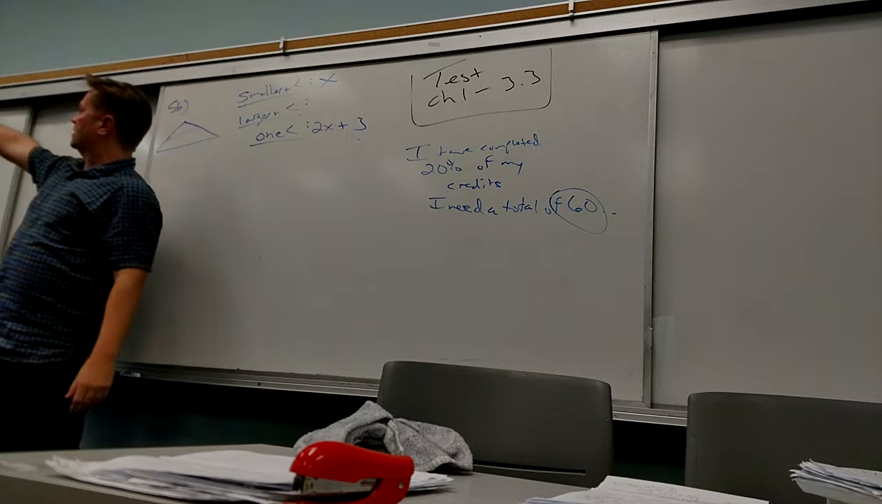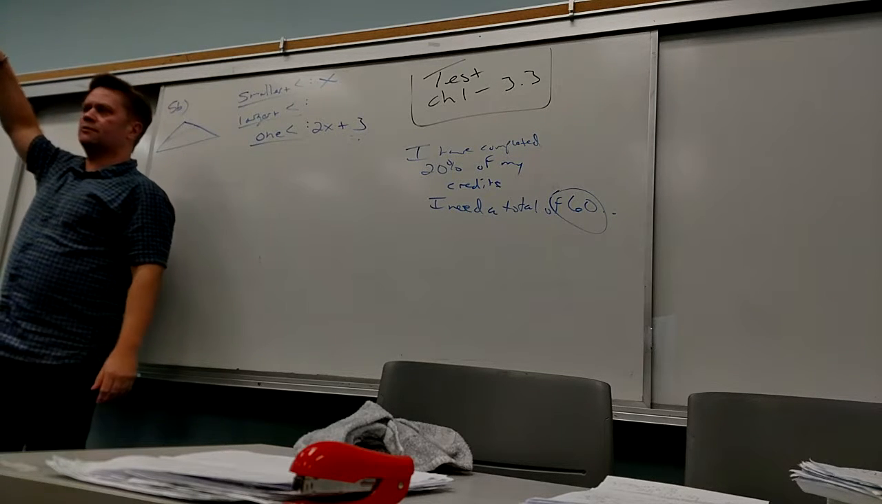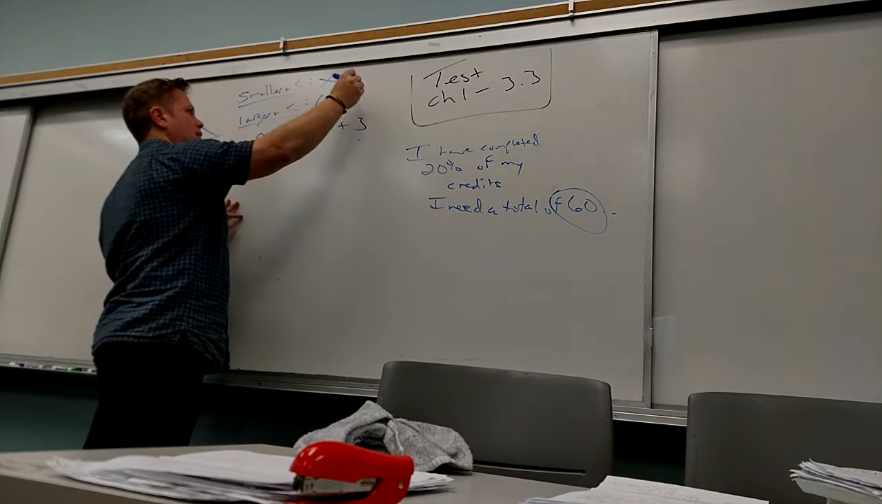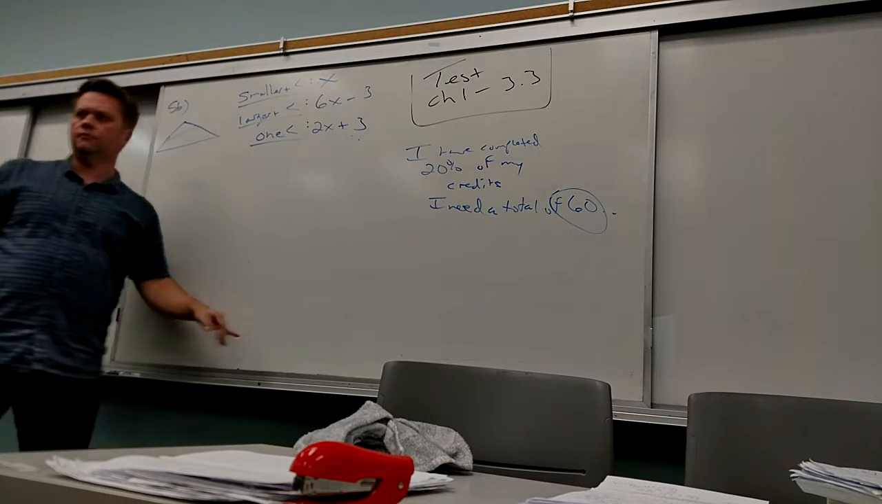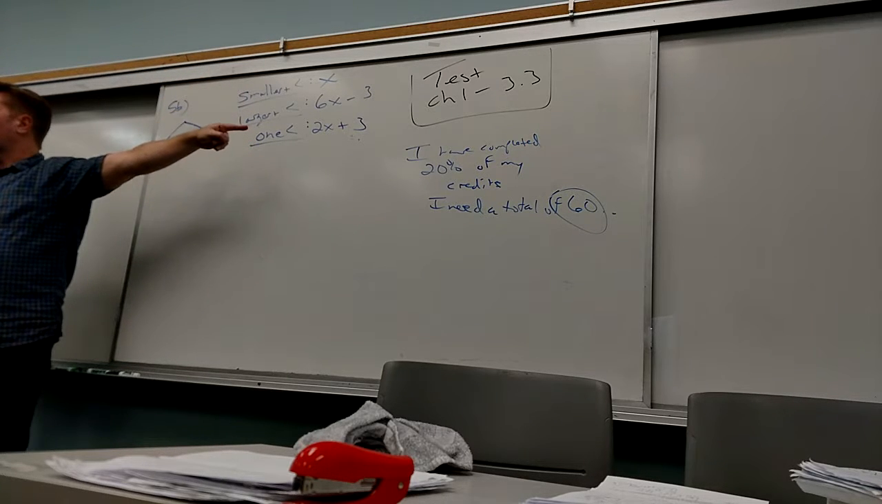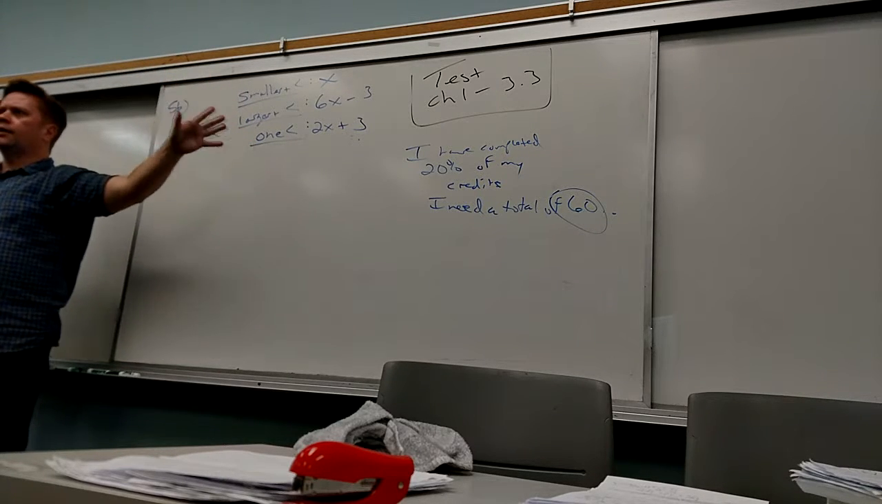The largest is 3 less than 6 times the smallest. Yeah, 6 times the smallest, and then 3 less than that. And like you said earlier, all those have to add up to 180.